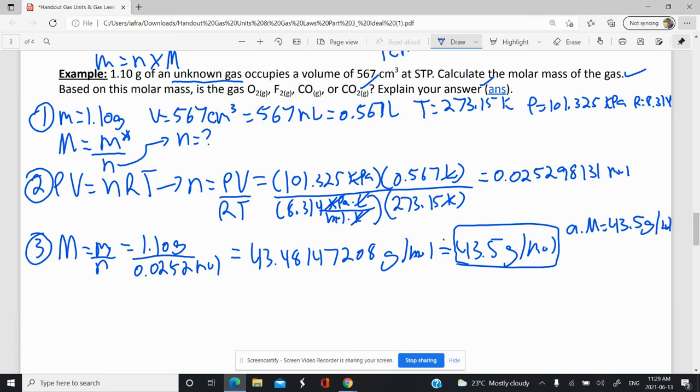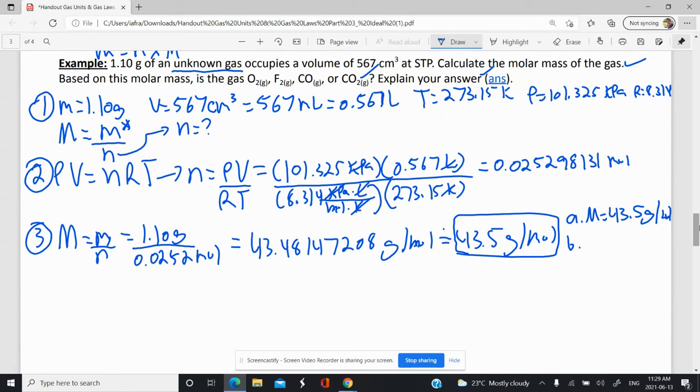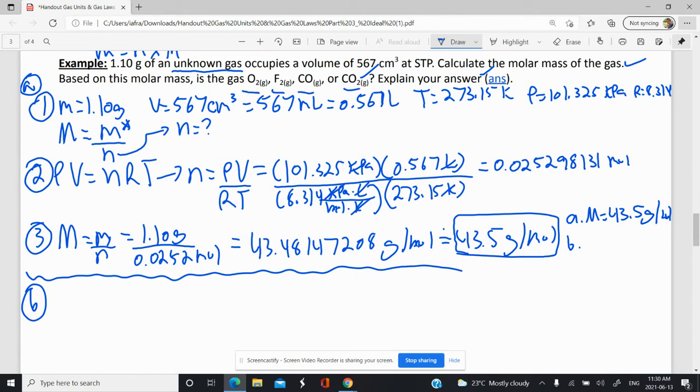So I'm just kind of summarizing my work. For B, I had to identify what the gas is. Let's call this part A and this part B. For part B, I have to see what the gas is. So really what you're doing is you're going to find out which of the gases have the same molar mass as the molar mass you calculated. Molar mass of O2, you know that's 32.00 grams per mole in the periodic table.